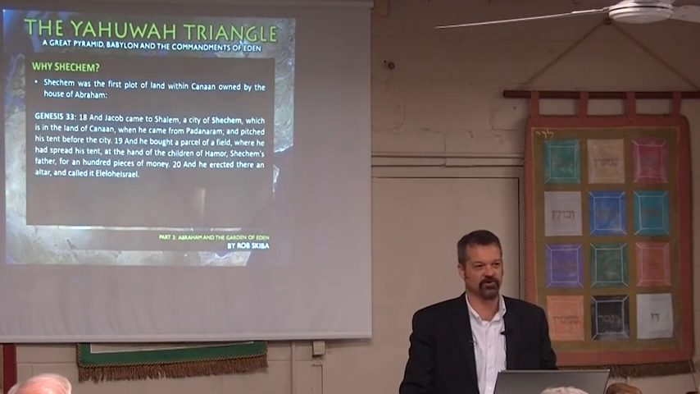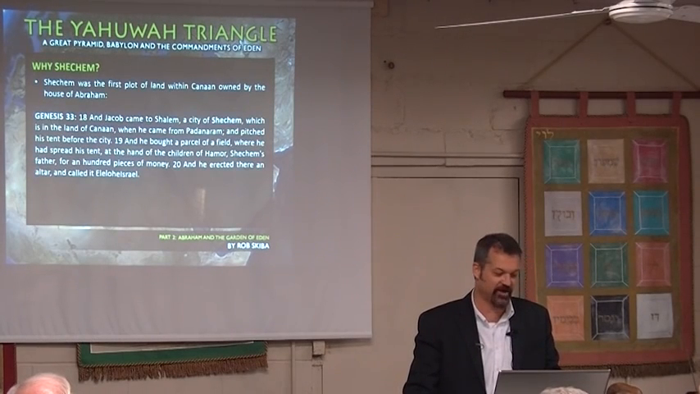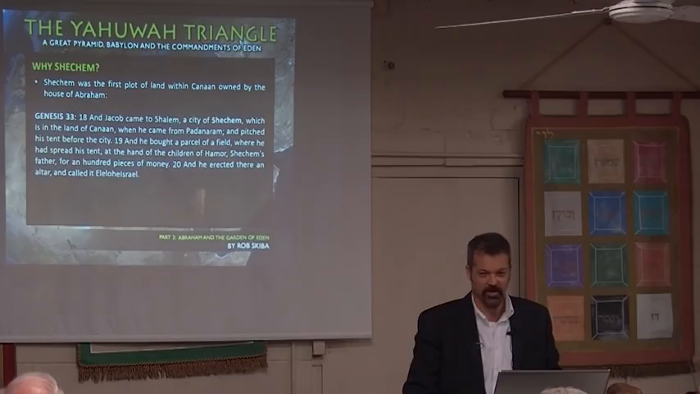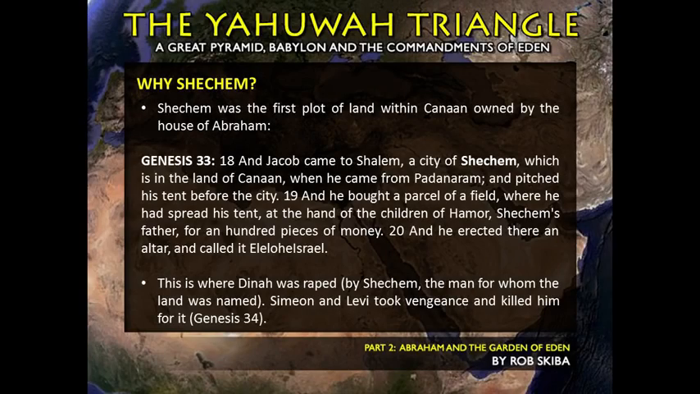Well, if you do a keyword search on Shechem through your Bible, you're going to find a lot of really cool stuff there. Not only did God stop Abram there and say, okay, take a look around, whatever you see, it's yours. This is promised land. Yay! It's the first plot of land owned by the house of Abraham, right? It was bought for 100 pieces of silver there.